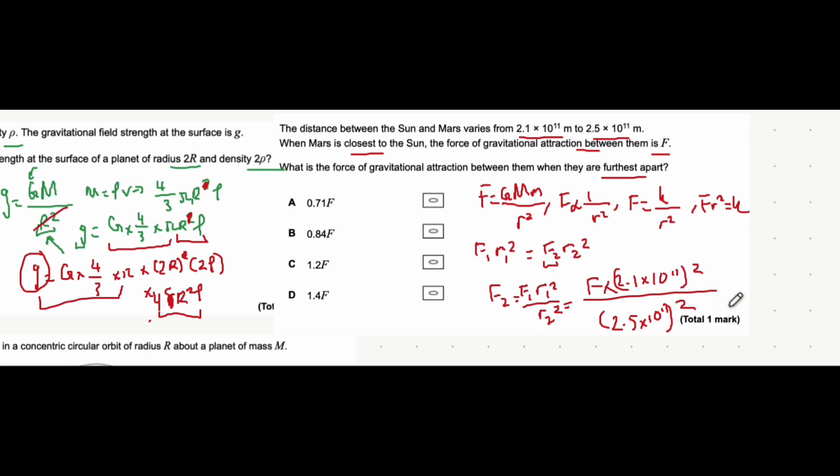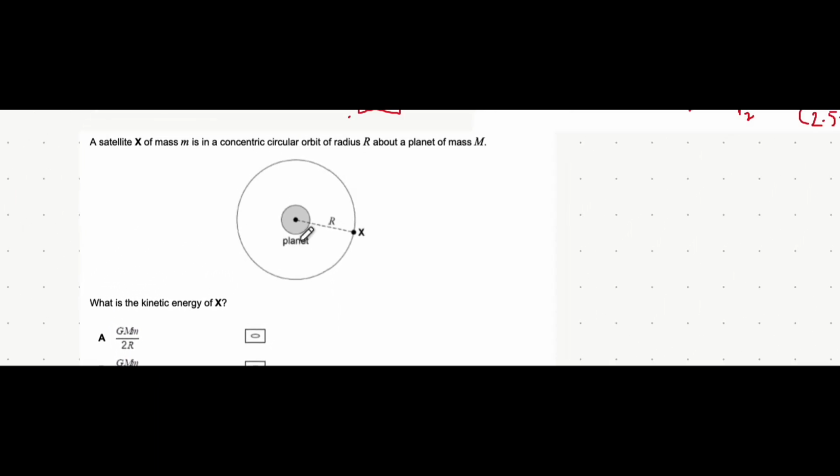Squared. And then what you get is this whole thing here equals 0.71. So this just becomes 0.71 F, meaning that at their furthest distance apart from each other, the force between them is 0.71 times as large as their closest distance together. Great. Moving on to this next part of the question, it's asking for the kinetic energy of particle X.